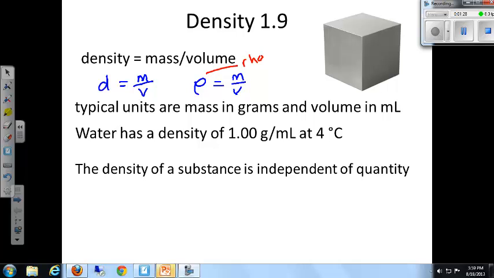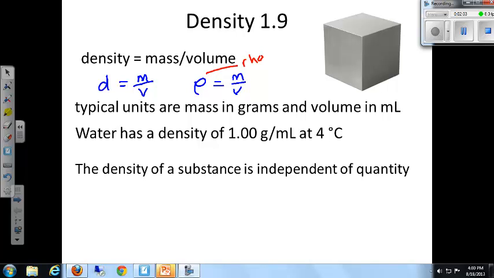And it's good to know that water has a density of 1.00 gram per milliliter at 4 degrees Celsius. And so usually density is written as grams per milliliter. Those are the most common units of density that you'll see. But I guess, in theory, any unit of mass and any unit of volume are acceptable. It's just that it's hard to compare things, right? If you use all random kinds of units for mass and volume.